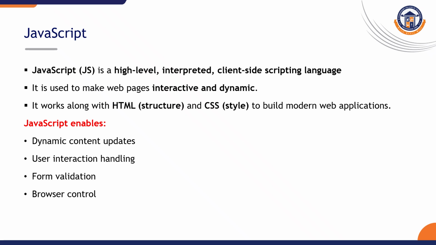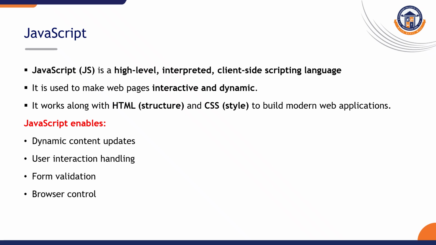JavaScript is a high-level interpreted client-side scripting language. It is used to make web pages interactive and dynamic. It works along with HTML. HTML is the hypertext markup language, the standard markup language for creating web pages. It describes the structure of the web page and it consists of a series of elements. HTML elements tell the browser how to display the content.